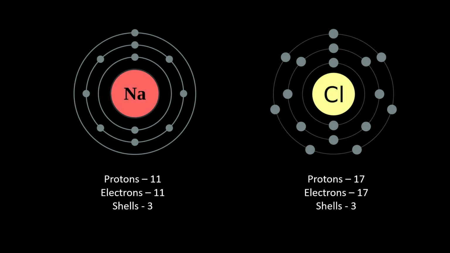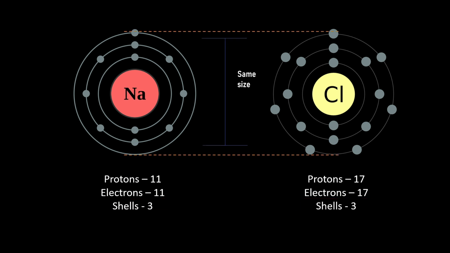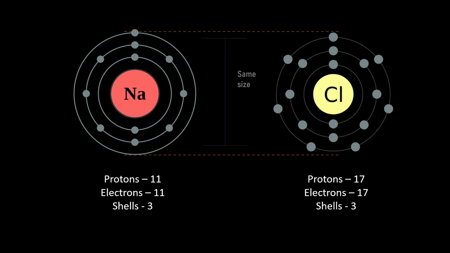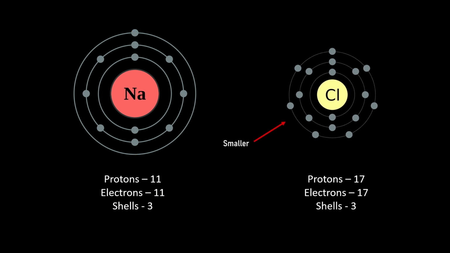Compare sodium and chlorine. They have the same number of shells, but a different number of protons and electrons. Sodium has 11 and chlorine has 17. Now because they have the same shells, you might expect their sizes to be the same. But that's not the case. Chlorine is actually smaller than sodium, even though it's heavier of the two.